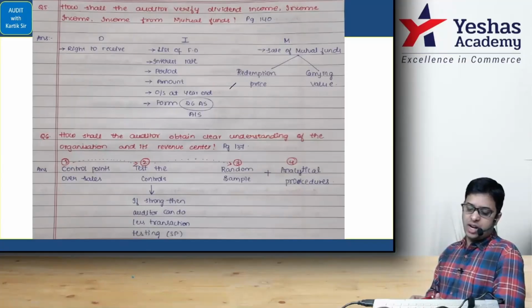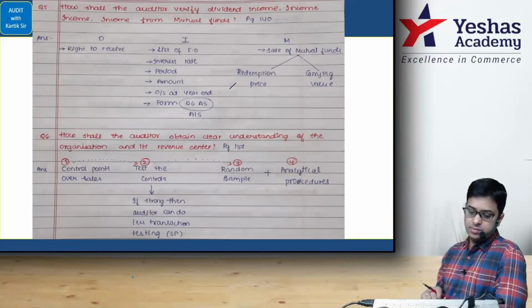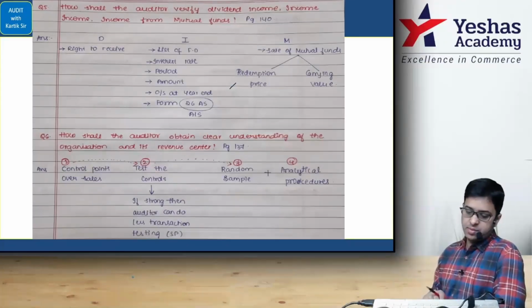How shall the auditor obtain clear understanding of the organization and its revenue centers?